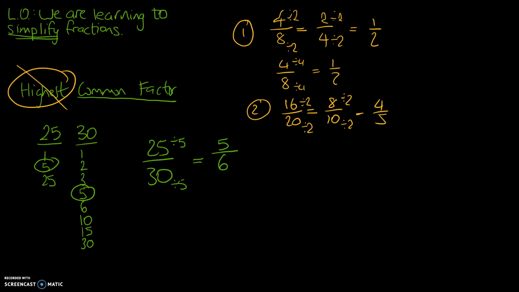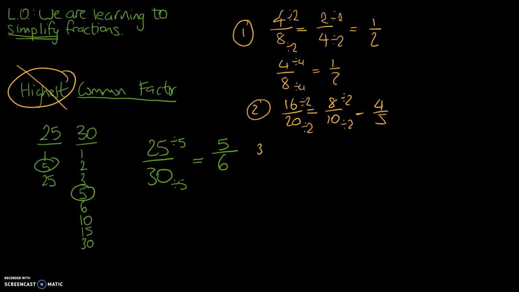And then again, do we think to ourselves, do they have a common factor? This time around, I don't think they do. And that's because the denominator 5 is actually a prime number. And the point of a prime number is they don't have factors other than themselves and 1. So that's the simplest version there.